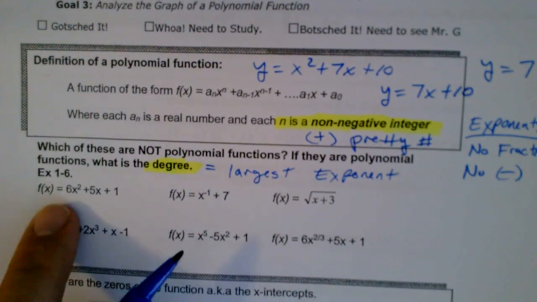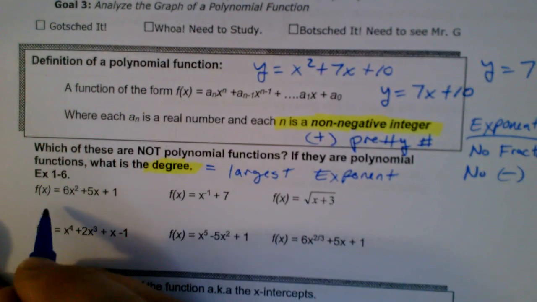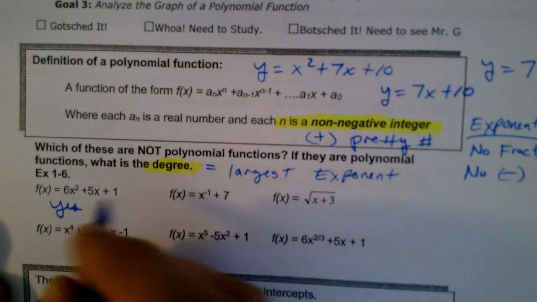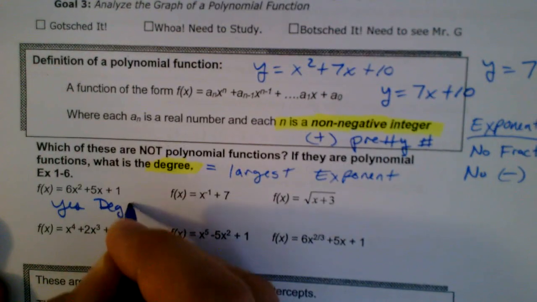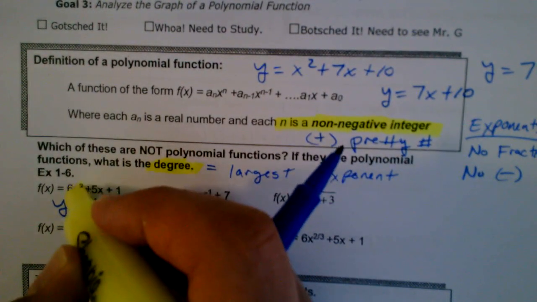So I take a look, I'll do the first one. The first one I got is f of x equals 6x squared plus 5x plus 1. This is definitely a yes, and the degree is 2. The largest exponent is right there at 2.